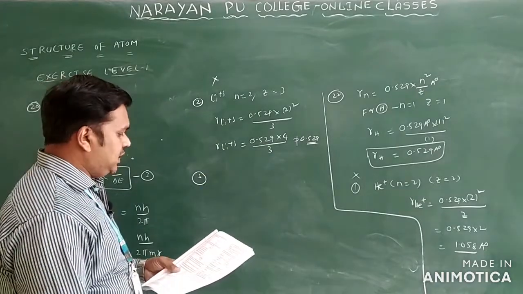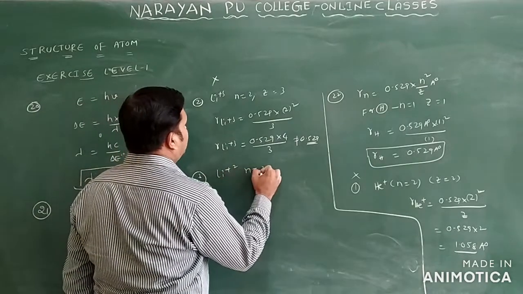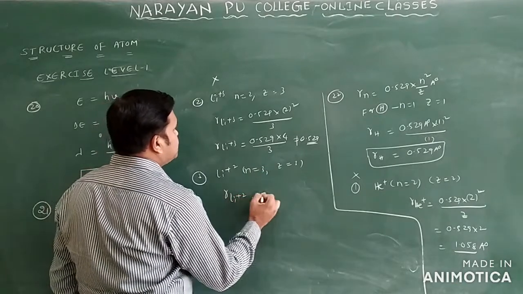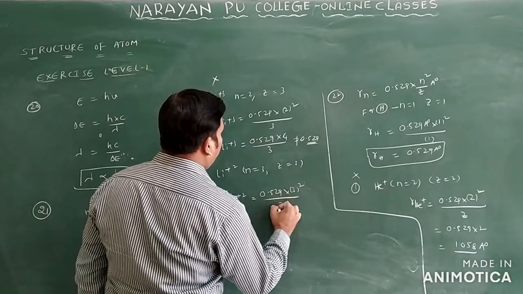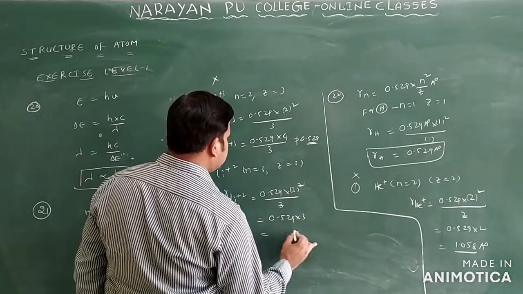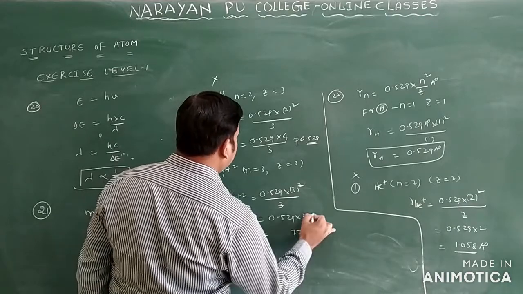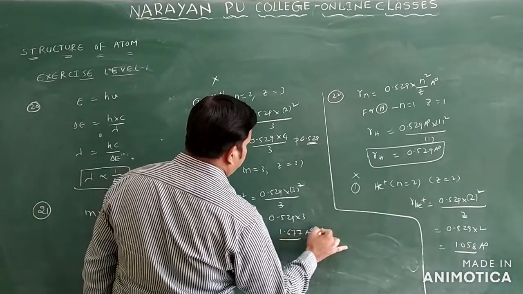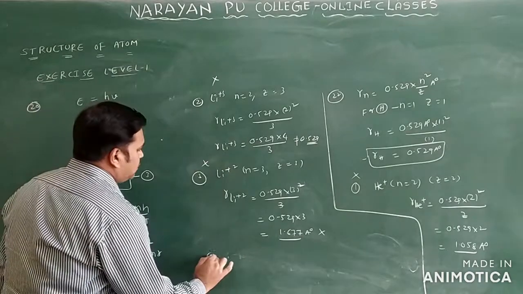Now we can take option 3. We have Li plus 2, n is equal to 3 is given and here Z is equal to 3. Radius of Li plus 2 is equal to 0.529 into 3 square by 3 only, 3 cancels. This is 0.529 into 3, you will get 1.587, about 1.59 angstrom units, which is not equal to 0.529 angstrom units. So option 3 is also a wrong answer only.